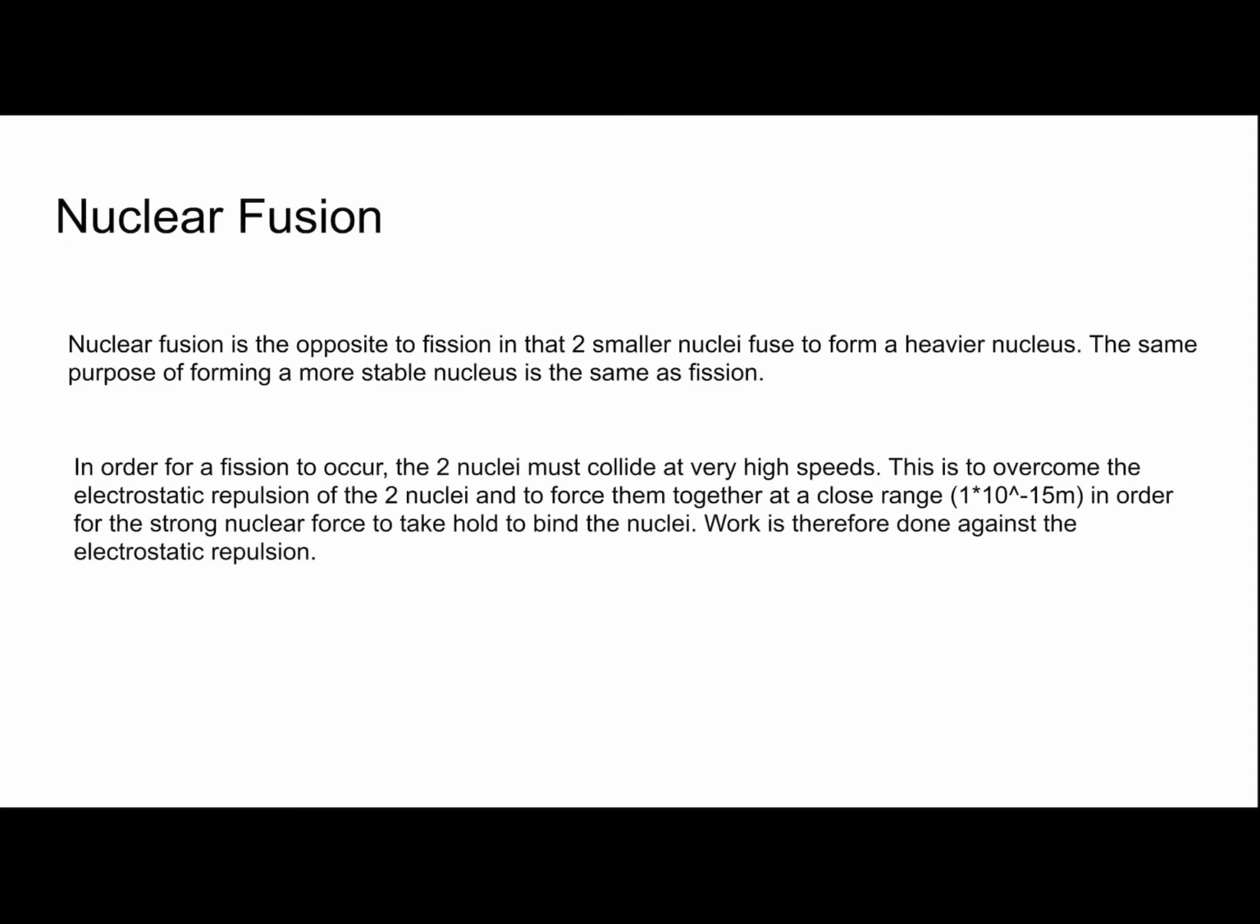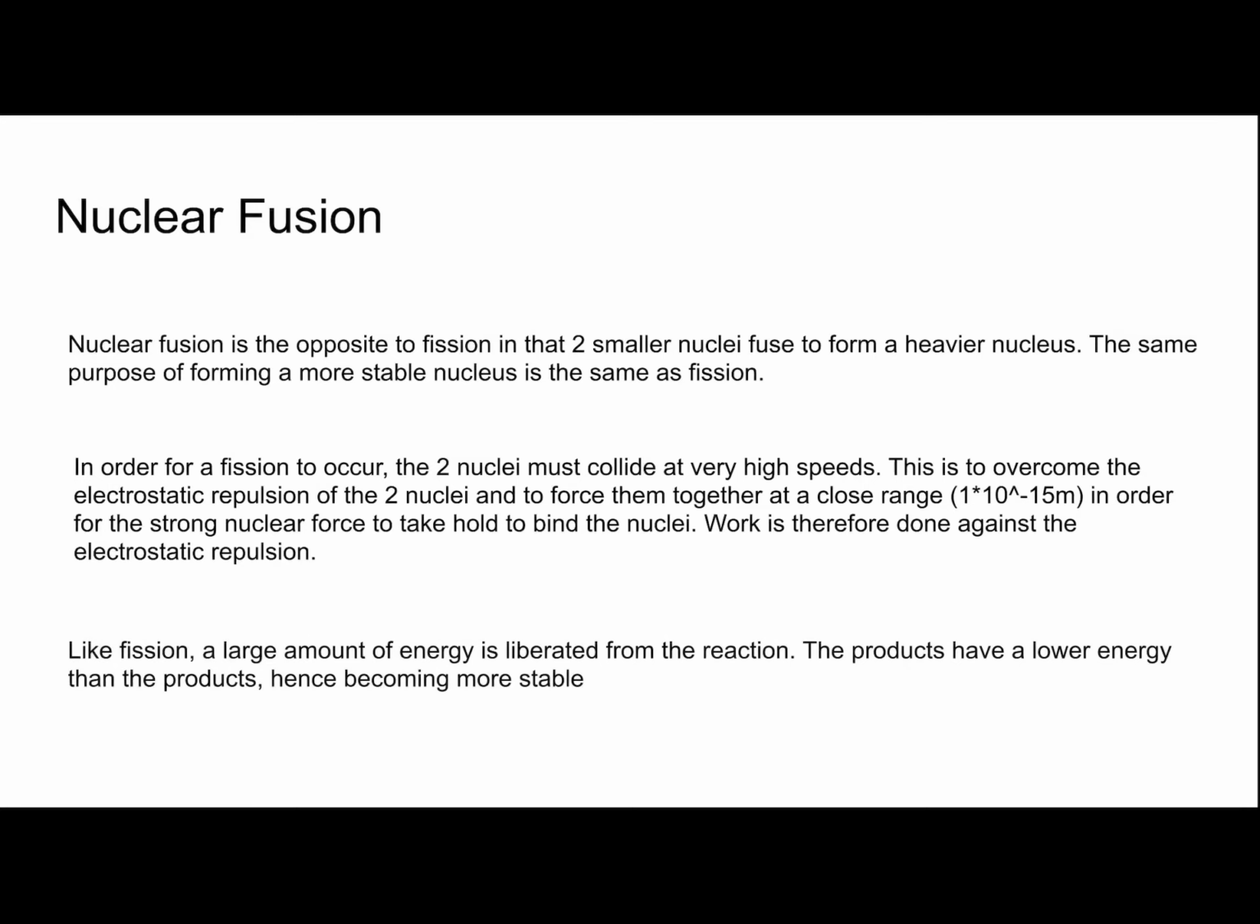So we know that there's a strong nuclear force. It's only active at very small distances. Therefore, we need to force the two nuclei into this very small distance in order for the strong nuclear force to take hold and fuse the two nuclei together. To overcome this electrostatic repulsion, we need a very high collision speed and therefore a very high temperature. So work is done against the electrostatic repulsion to bring the nuclei together to fuse into the heavier nucleus.